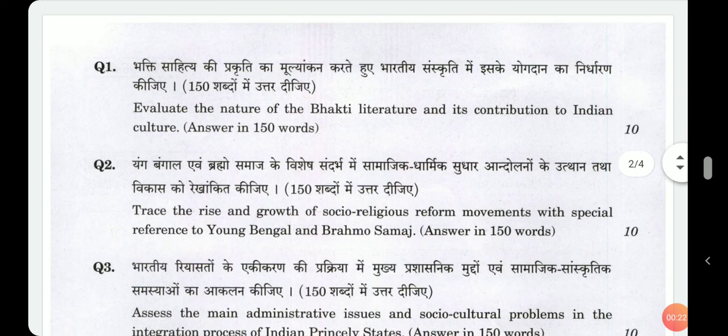First question. Evaluate the nature of Bhakti literature and its contribution to Indian culture. Let's answer this. Bhakti literature represents the legacy of the socio-religious reform movement that prevailed from 8th century to 17th century CE. It was characterized by use of local languages and socially inclusive outlook. Nature of Bhakti literature are as follows.